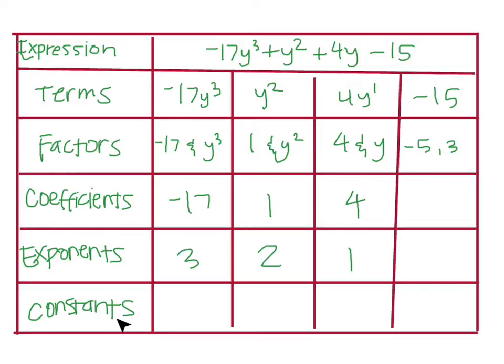Our final row is the constants. Constant is a number that is not attached to a variable. Well, negative 17 was attached to y, 1 was attached to y, 4 is attached to y. Finally, we have our negative 15 that is not attached to anything. So it's just negative 15.